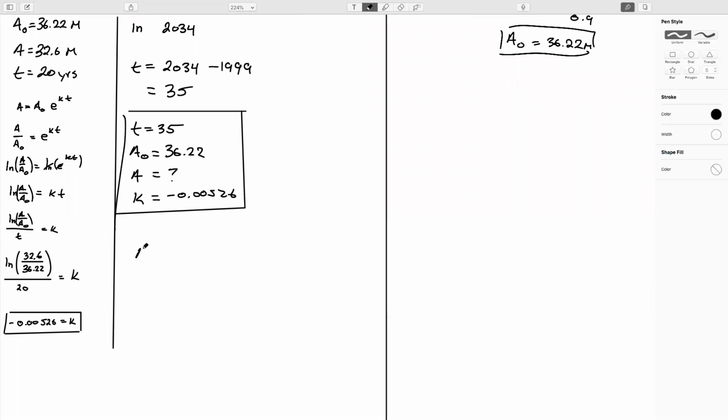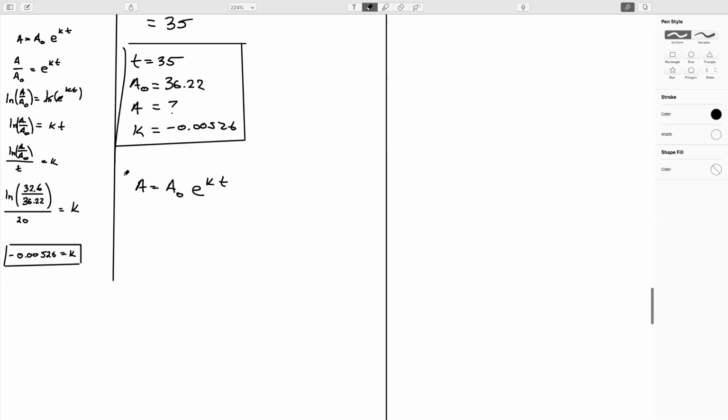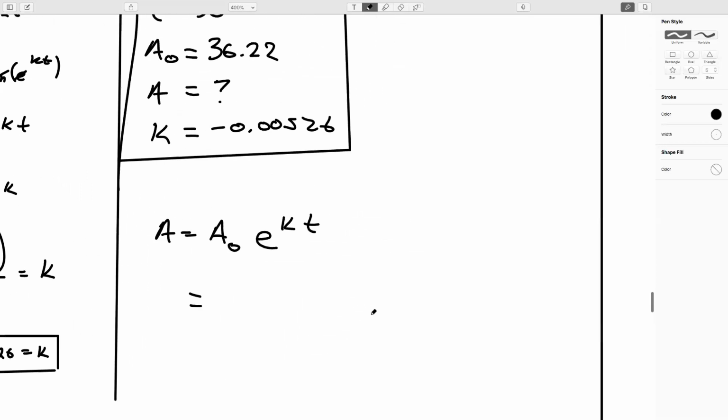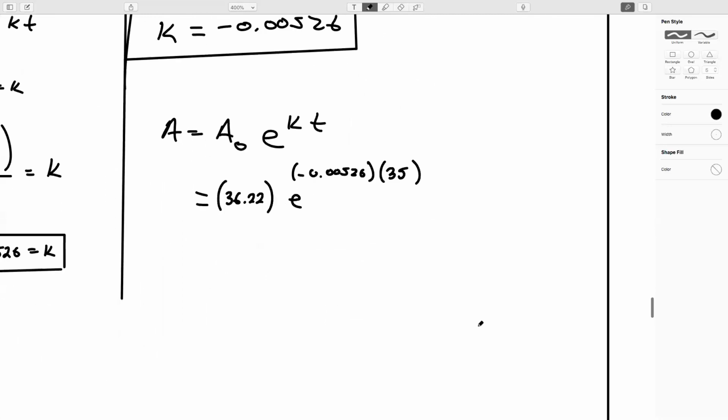So our formula is A equals A naught times e to the kt. Fortunately, we're already solving for A, so we can just leave everything as is. We put in our numbers. A naught was 36.22 million. I'm going to leave it as 36.22, and that way my answer is going to be in millions, times e to the k, which is negative 0.00526, times t, which is 35 years. This boils down to 30.13 million.